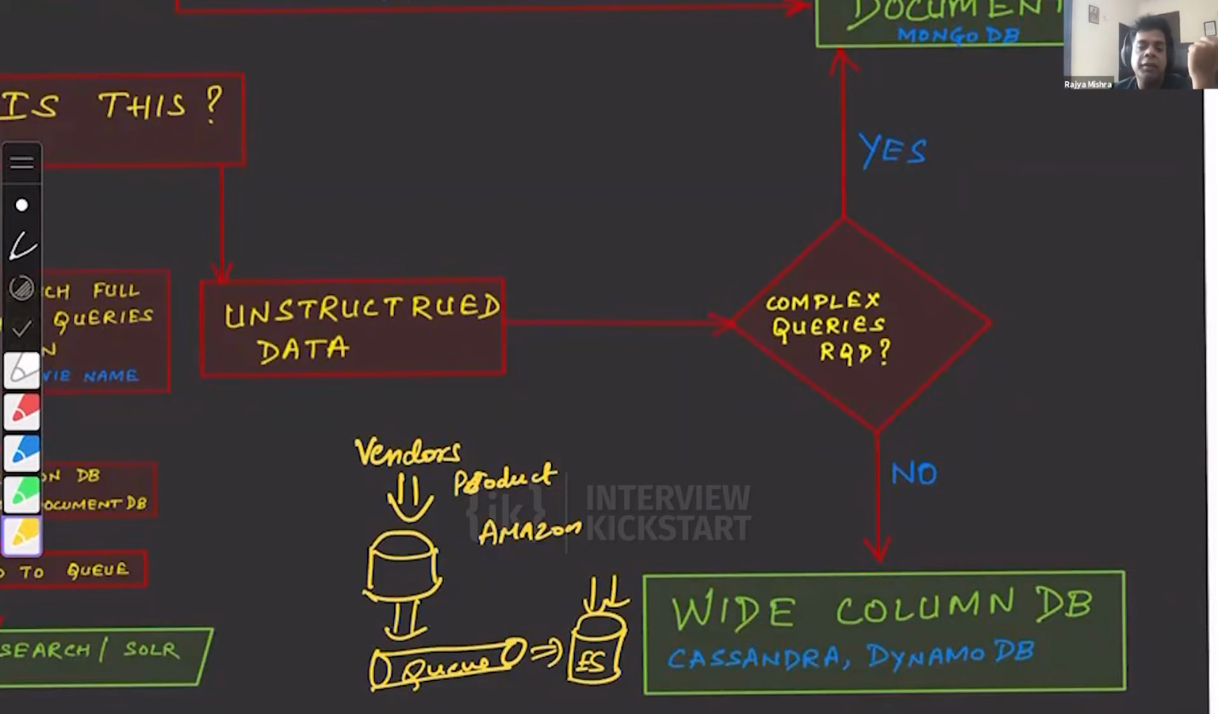I have to rank them, I have to find maxima, minima, I have to run these complex queries, right? In that case, these columnar databases won't be useful. They will not allow such complex queries. So in that case, again, we can go to a document-oriented database like MongoDB.